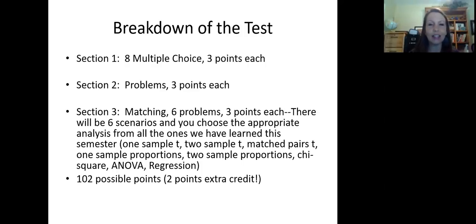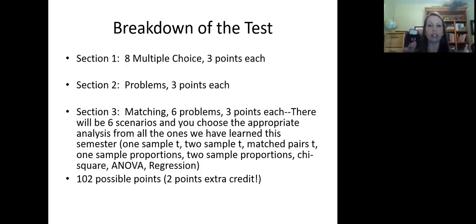And then the last section is matching. There are 6 matching problems with different scenarios, and you are just going to choose the right statistical analysis for whatever scenario is there. Now we have 8 different things that we're choosing from: the 5 from last time, plus chi-square, ANOVA, and regression. So really, all the stuff that we talked about in preparation for the last exam is how you're going to figure out what the right statistical analysis is for a particular scenario.